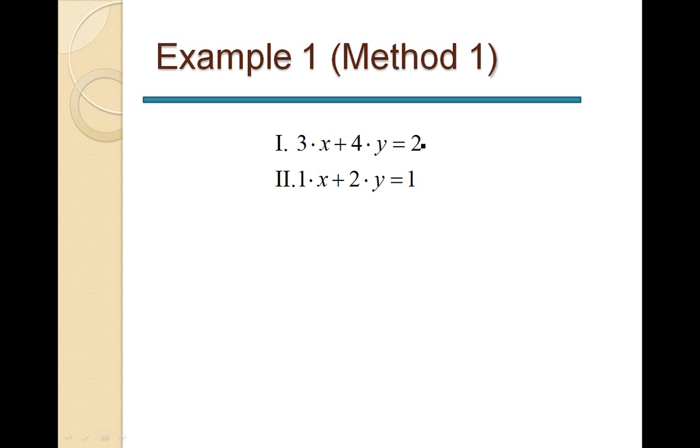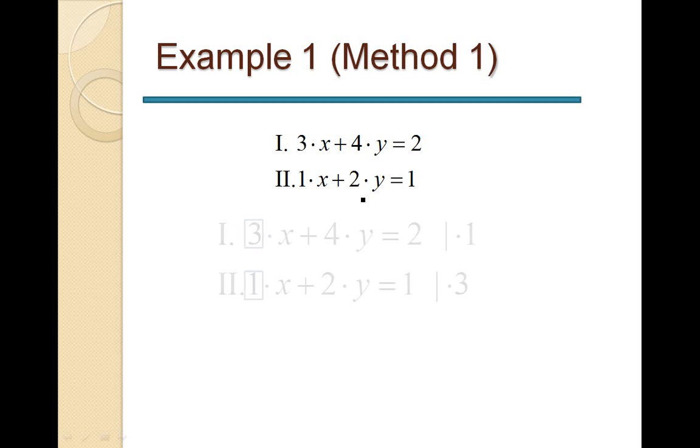So our b1 is 2, our b2 is 1, and the 3 is actually a11 because it's the coefficient of the first variable in the first equation, and this is a12 because it's the second variable in the first equation, and this is a21 because it's the first variable in the second equation, and this is a22, the second variable in the second equation. Okay. Now what do we do?